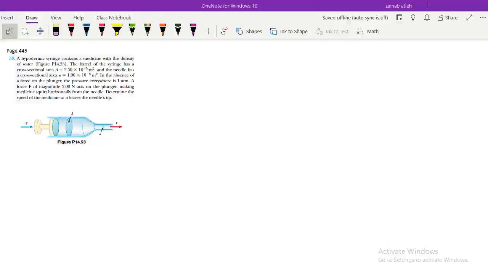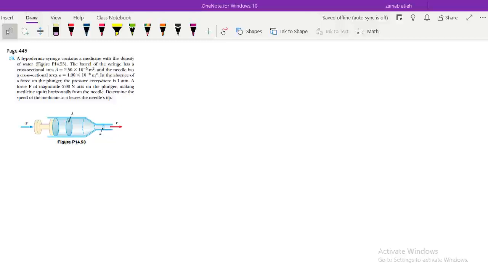Hello everyone, we are still solving problems related to chapter 14, which is fluid mechanics. I'll be solving now problem 53, page 445. This problem says a hypodermic syringe contains a medicine with the density of water. So the density of the medicine, as that of water, is 1000 kilogram per meter cube.